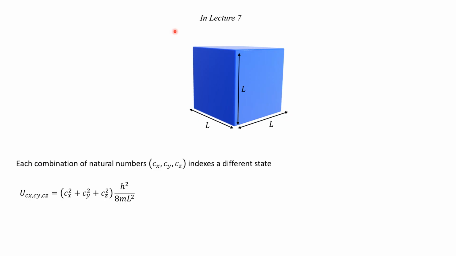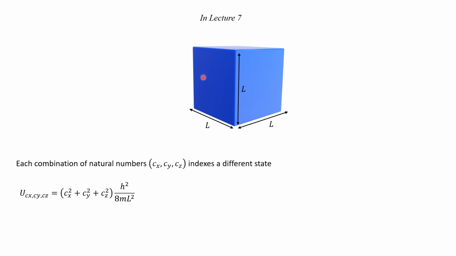Okay, recall that in lecture 7 we considered the system particle in a box. We learned that the states of this system are indexed by three natural numbers, and the energies of these states are given by this expression, where h is Planck's constant, m is the particle's mass, and L is the dimension of the box. Now, in this lecture, we're going to consider the particle to be an electron.